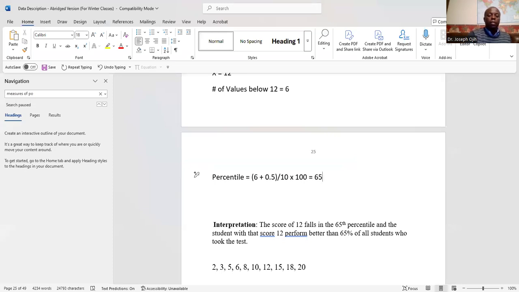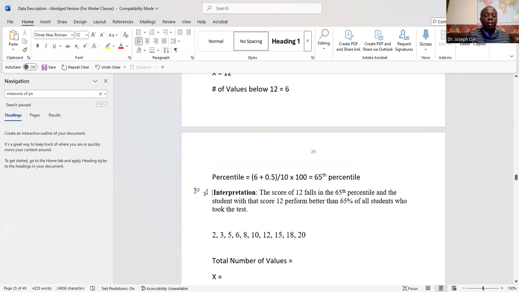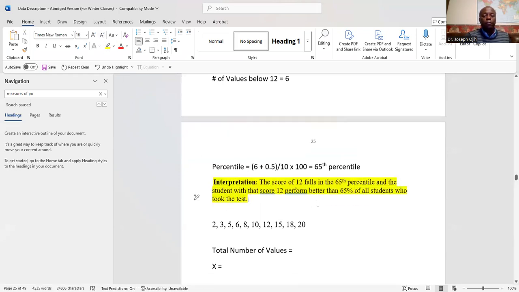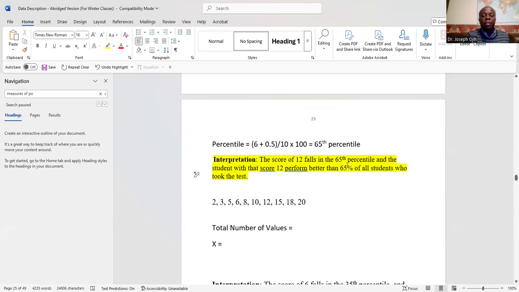So what does this mean? I'll call it the 65th percentile. How do you interpret this? It says that the score of 12 falls in the 65th percentile, and the student with that score performed better than 65% of all students who took the test.